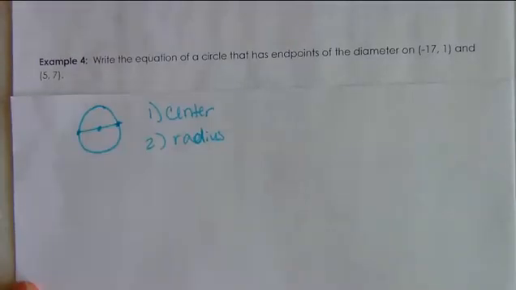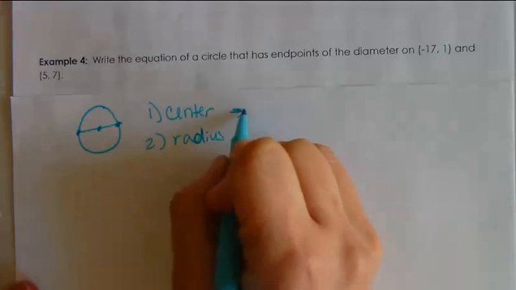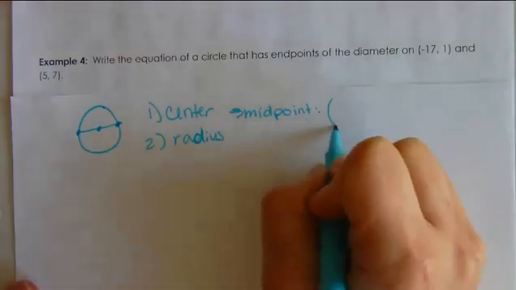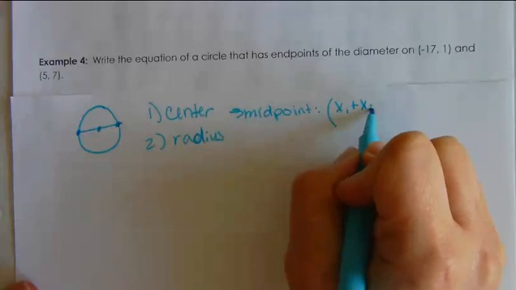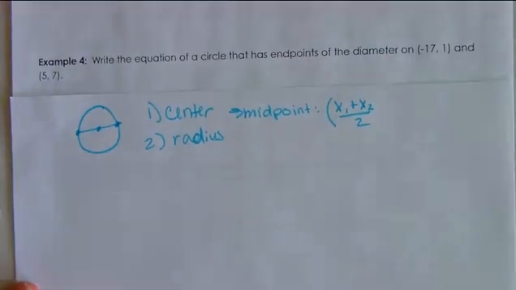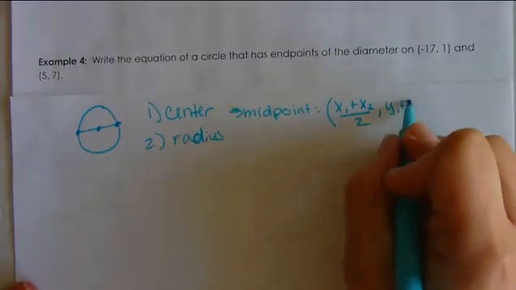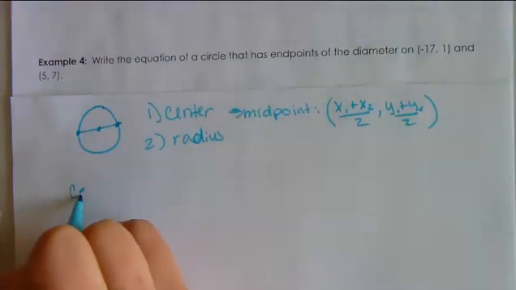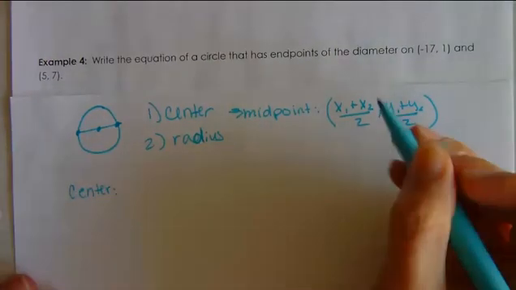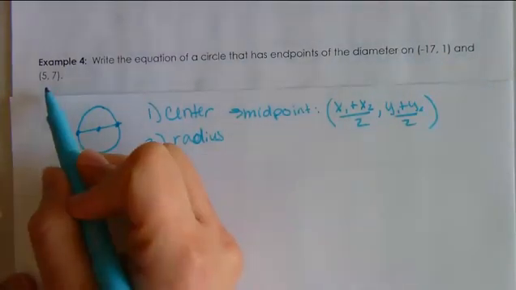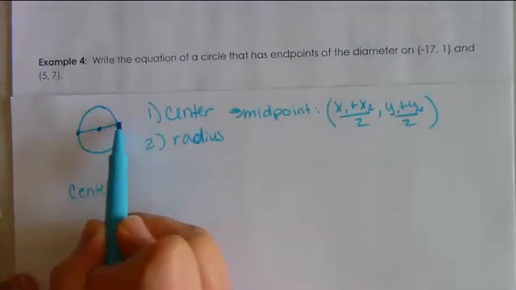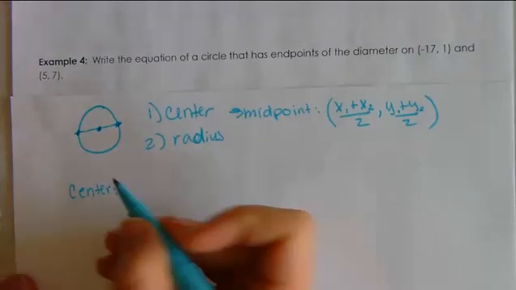Okay, so to find the center, I'm going to use my midpoint formula. Do you remember midpoint? Flashback to geometry right now. We have (x1 + x2)/2. It's like the average. And then (y1 + y2)/2. So that's going to be how we find our midpoint. So my midpoint, or my center, is going to come from adding up and dividing by 2 my x's and my y's of my diameter, because the center is the midpoint of your diameter.